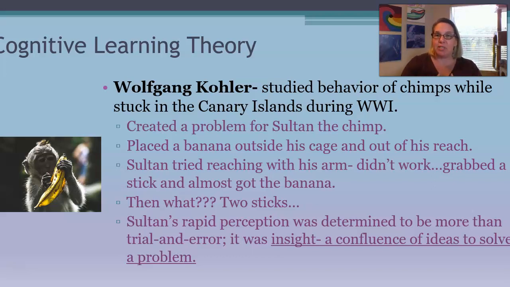So Sultan's rapid problem solving, his different ideas at problem solving, was determined to be more than just trial and error. Let me just try a few things and see if it works. He went from arm to stick to two sticks in rapid succession. So Kohler felt like it was insight, that sudden, remember back to cognition, that sudden solution to a problem that just comes automatically. So Kohler felt like it was insight and insight learning that helped Sultan the chimpanzee problem solve.